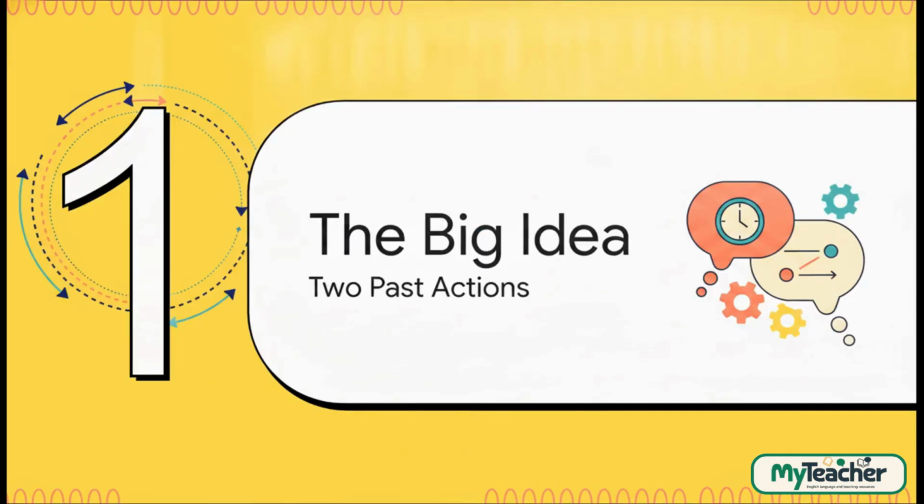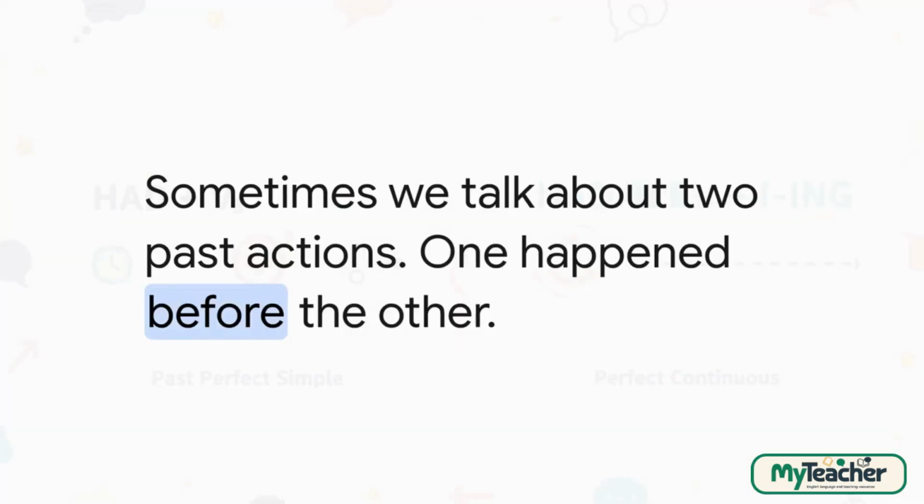And that brings us perfectly to the big idea of today's lesson. Here's the deal. A lot of times we want to talk about two different actions in the past, but they didn't happen at the exact same time, right? One happened before the other. We use the past perfect to clearly show which action happened earlier. It's almost like a little time machine for the past.